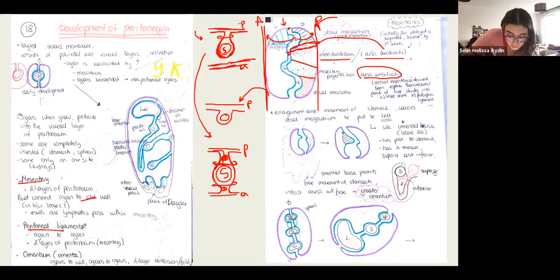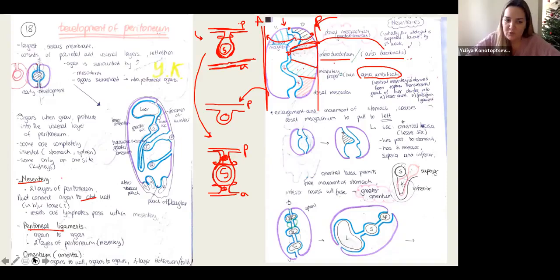So peritoneal ligament and mesentery are pretty much identical structures. The only difference between them is what are they connecting, right? Peritoneal ligament will connect organ to organ, also consist of two layers of visceral mesoderm. Mesentery will connect organ to body wall. And lastly, we reach omentum.